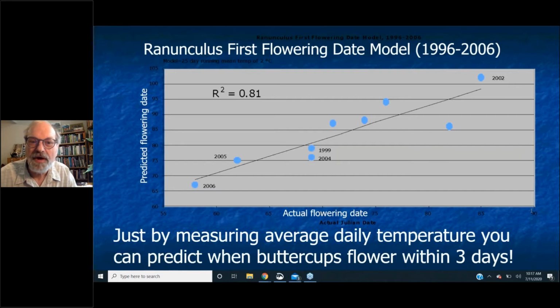So it's just a neat way, just by making simple observations of when these plants are coming out, when they're putting out flowers, gives you an understanding of how these plants are responding to all these different scales of environmental influences. It's just kind of cool.